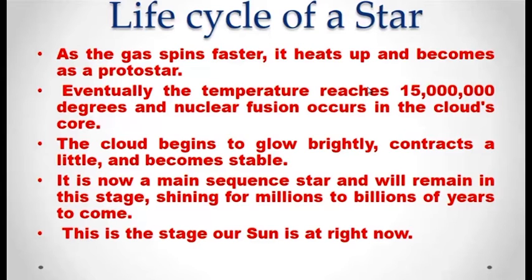Eventually, the temperature reaches 15 million degrees Celsius and nuclear fusion occurs in the cloud's core. Nuclear fusion means two atoms join together and produce a single atom. Two nuclei join together and produce a single nucleus. This is nuclear fusion. This reaction takes place when the temperature of the protostar reaches 15 million degrees Celsius in the cloud's core. Now the cloud begins to glow brightly, contracts a little and becomes stable. This is the main sequence star and will remain in this stage, shining for millions to billions of years to come. So the star reaches the main sequence stage from the protostar stage by this process.